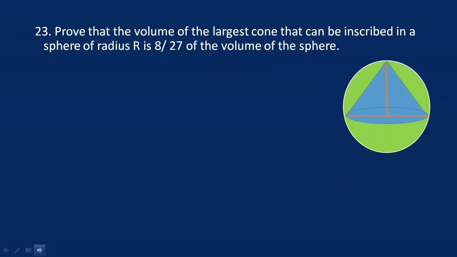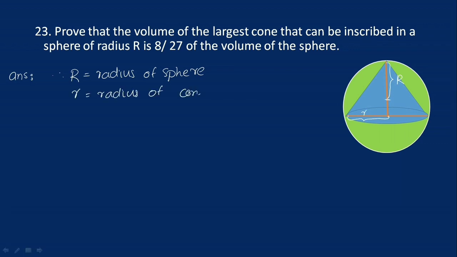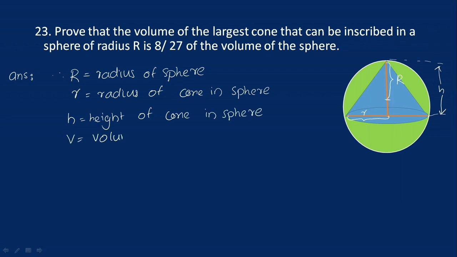Question number 23. Prove that the volume of the largest cone that can be inscribed in a sphere of radius R is 8/27 of the volume of the sphere. So I have given a sphere in green color and a cone is inscribed in the sphere. Let capital R be the radius of the sphere. Now we will be having a cone with a radius of its base, that is smaller r. So now what is the height of the cone? Let it be marked as h. So h be the height of the cone. So we have V be the volume of the cone.